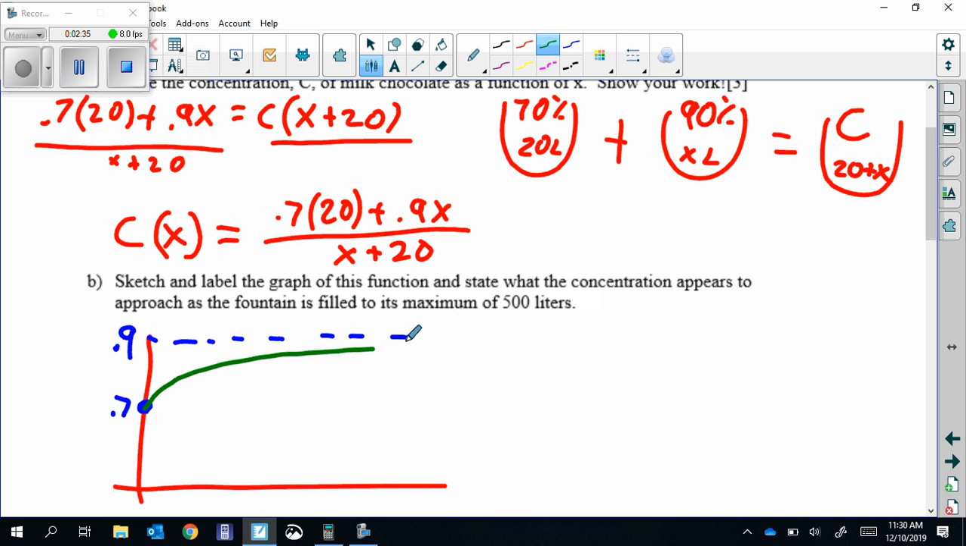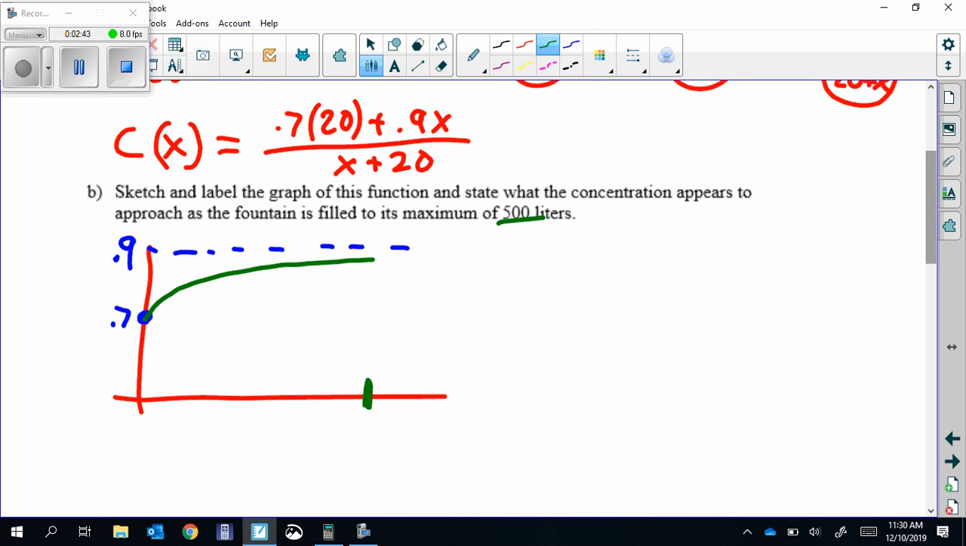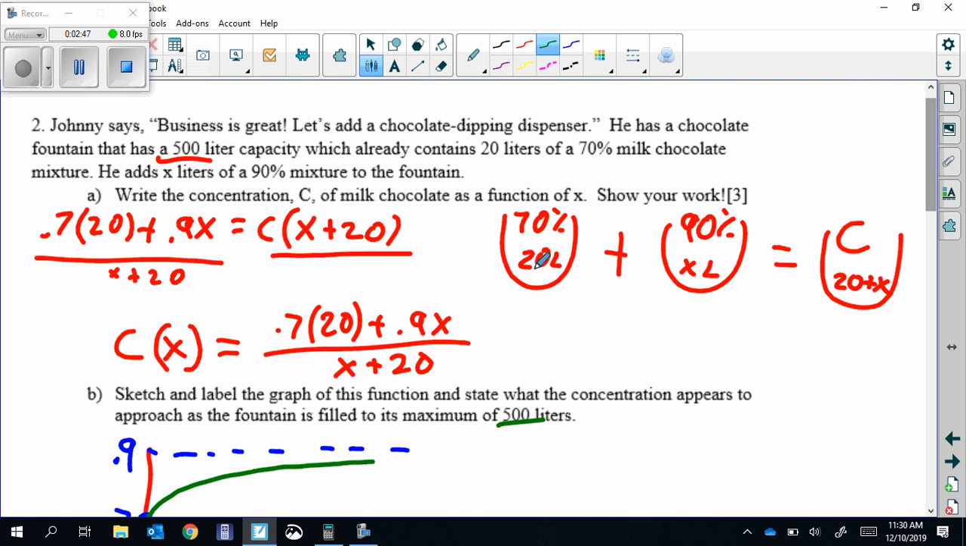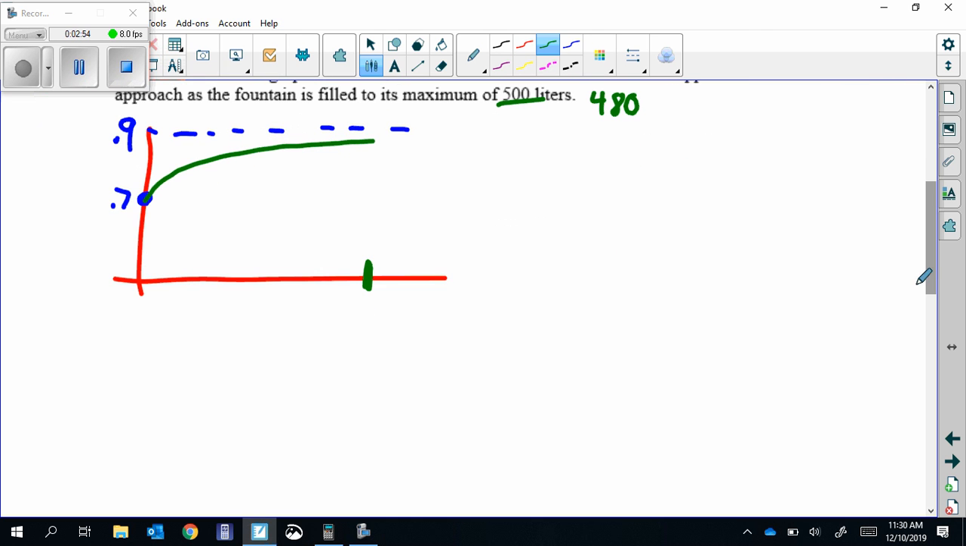Last thing you want to put on here is that it will be filled up at some point. It only holds 500. That means that the most we can add for X, remember it was 20 in there already, so the most we can put in there is 480. And we're going to label the 480 on the graph. It already had 20. We can only add 480 before it's filled up.